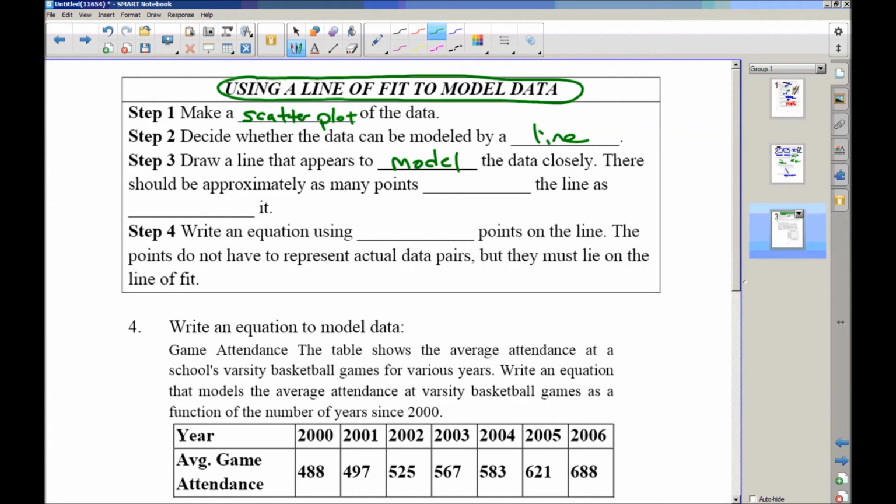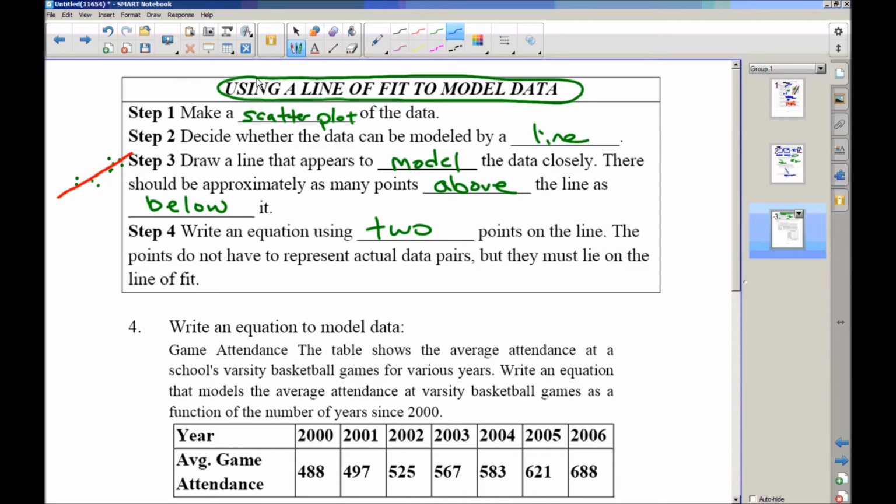There should be approximately as many points above the line as below it. Okay. So if you have a scatter plot, you want to draw the line of best fit so that if I went through and counted all the green dots above and all the green dots below, they should be about the same. And the total distance of the ones from above and the ones from below should also be the same. Okay. Then we're going to write an equation using 2 points on the line. Okay. These line points do not have to be actual data plots.